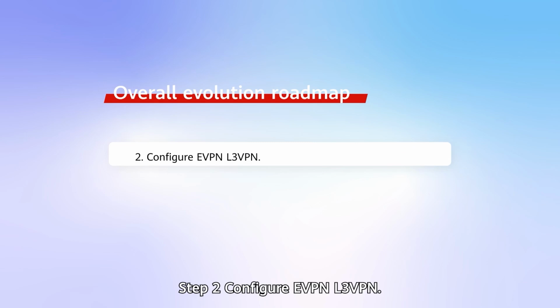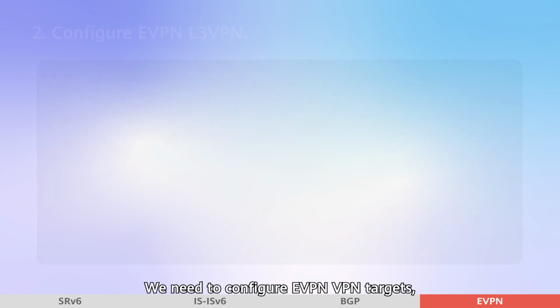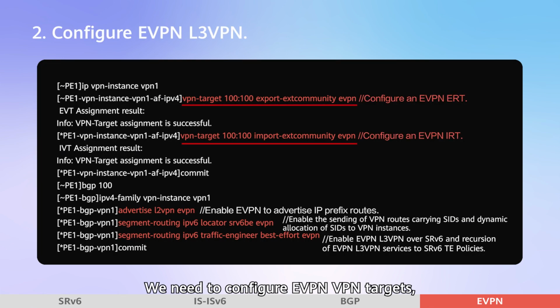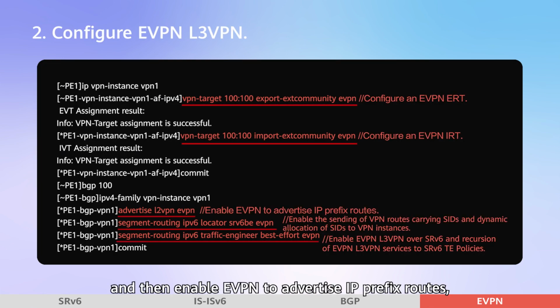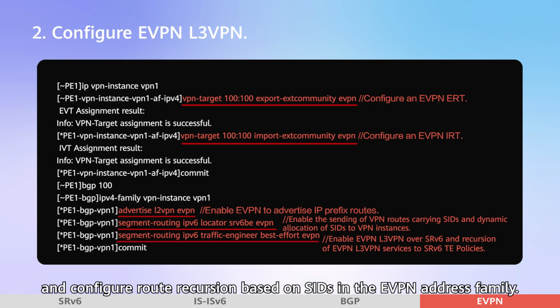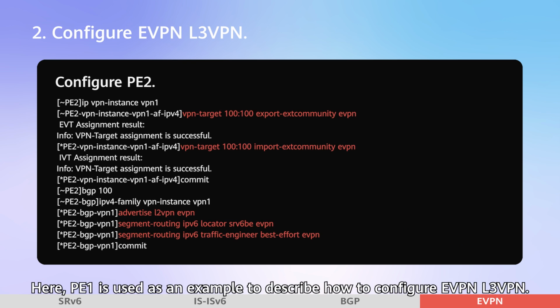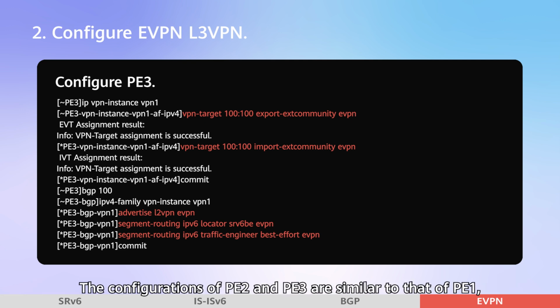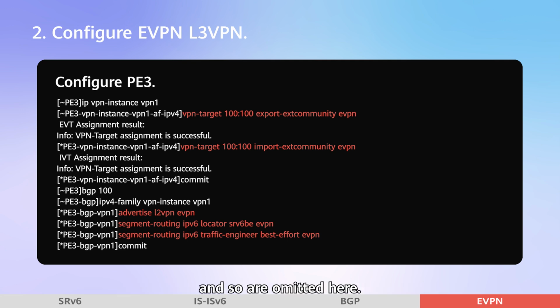Step 2. Configure EVPN L3VPN. We need to configure EVPN VPN targets, and then enable EVPN to advertise IP prefix routes, configure VPN routes to carry SIDs, and configure route recursion based on SIDs in the EVPN address family. Here, PE1 is used as an example to describe how to configure EVPN L3VPN. The configurations of PE2 and PE3 are similar to that of PE1, and so are omitted here.